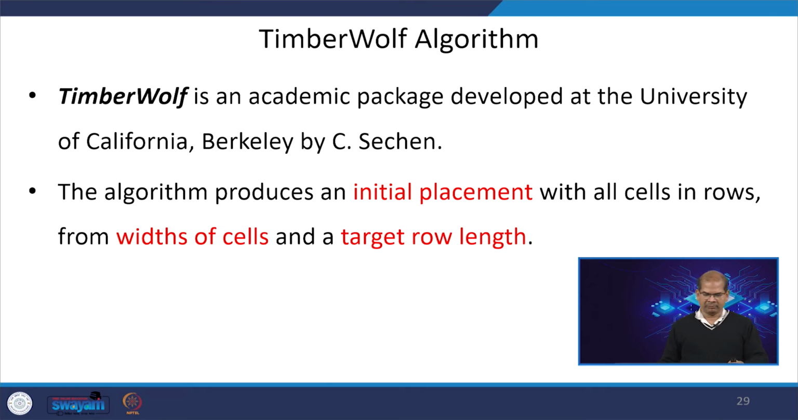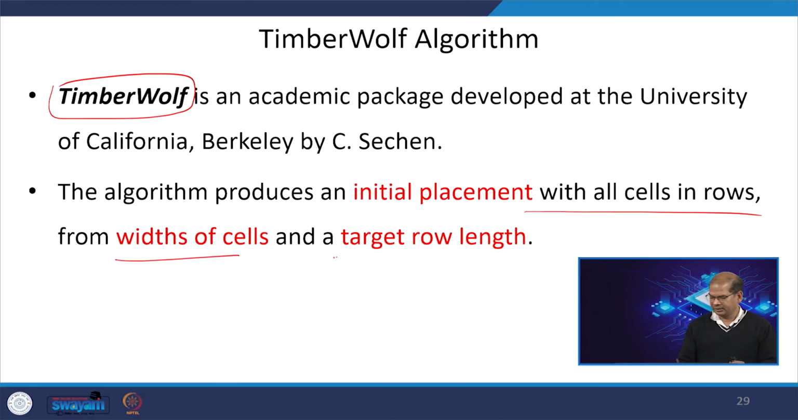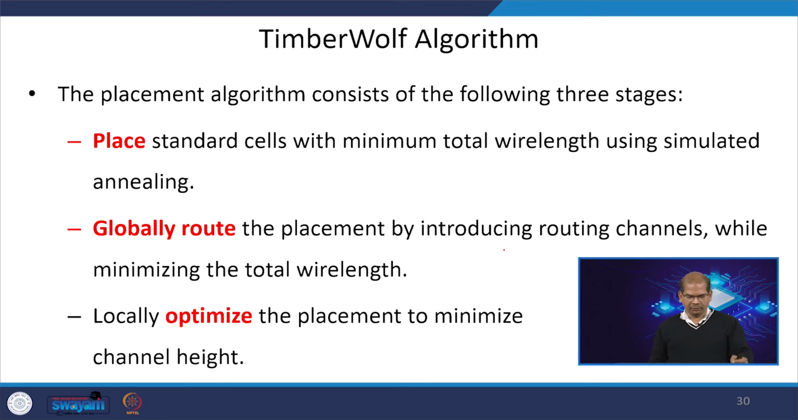Then we have the TimberWolf algorithm, which is an academic package developed at the University of California by C. Sechen, and this algorithm produces an initial placement with all the cells in a row. It will find an initial solution with all the cells in a row from the width of the cells and the target row length. How does it work?